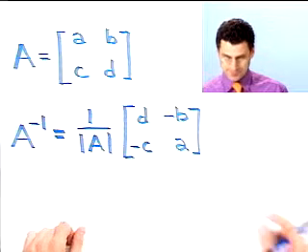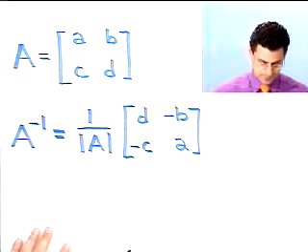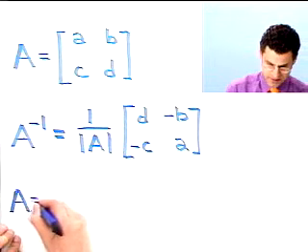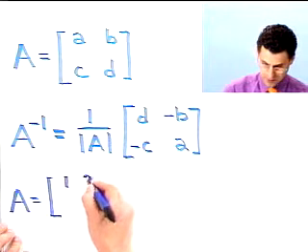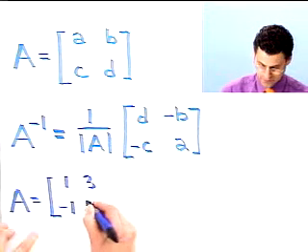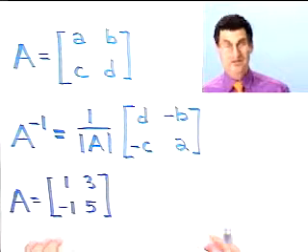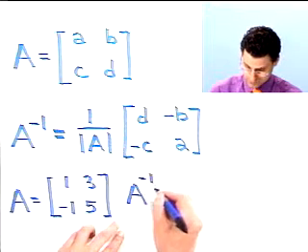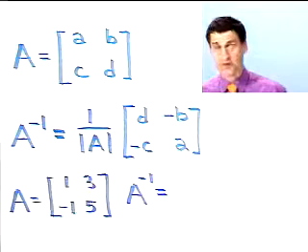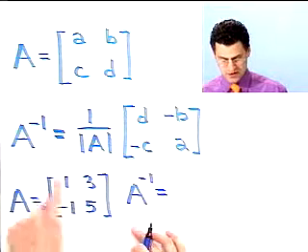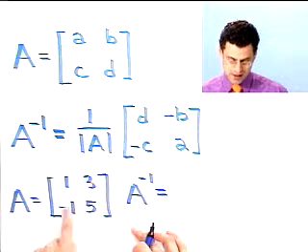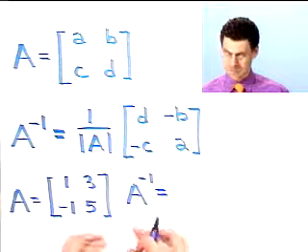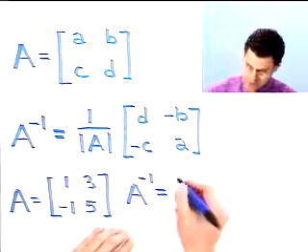Let's try it with a particular example. Suppose that A were to be the matrix 1, 3, -1, 5. Then the question is, what's the inverse? Well, what do I do? First I have to compute the determinant. So I see 1 times 5, which is 5, minus 3 times -1. So that's -3. So 5 minus -3 is actually just 5 plus 3, which is 8. So I take the reciprocal of that. So I write 1/8.